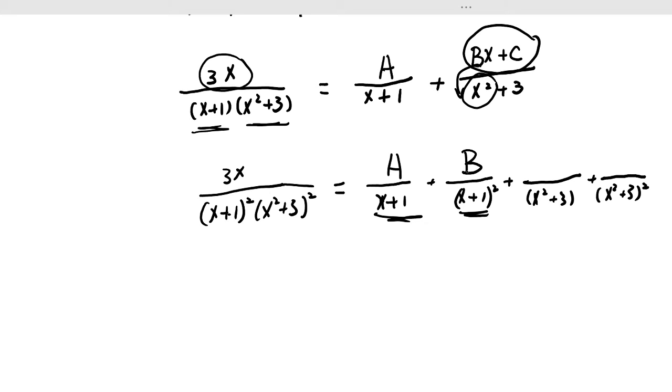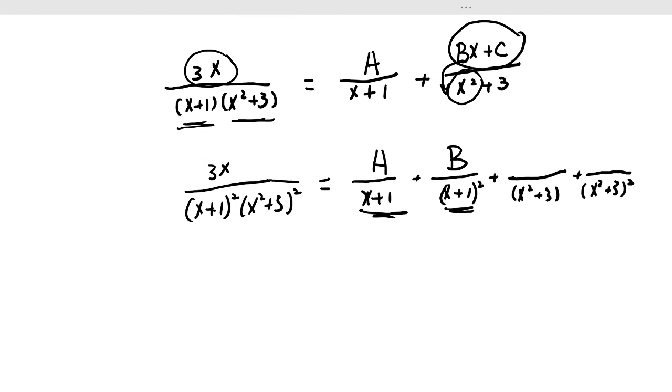So it doesn't matter. We follow the base. The base is x plus 1. The top is still going to be a constant. For the third one, x squared plus 3, it has x squared. So the base has x squared. Now this is going to be cx plus d. We change the letters. The last one, it's very clear, the base is x squared plus 3. Now that's going to be ex plus f.